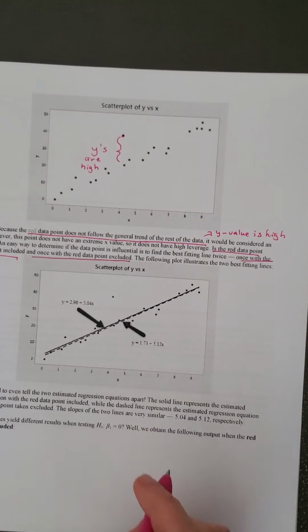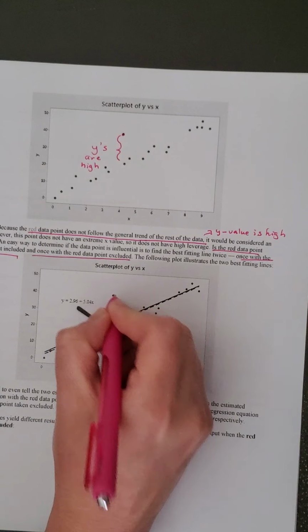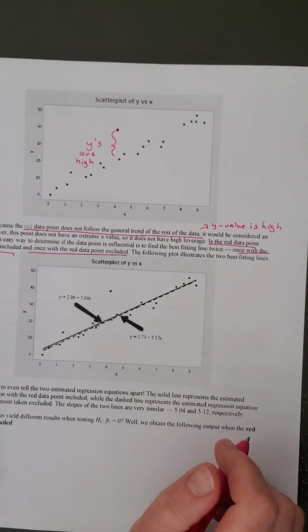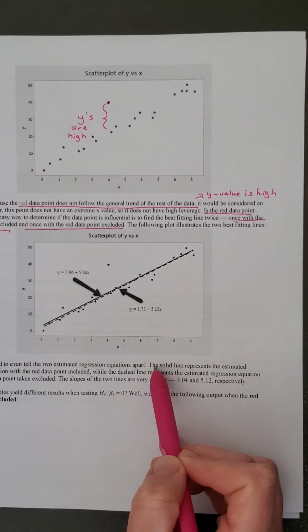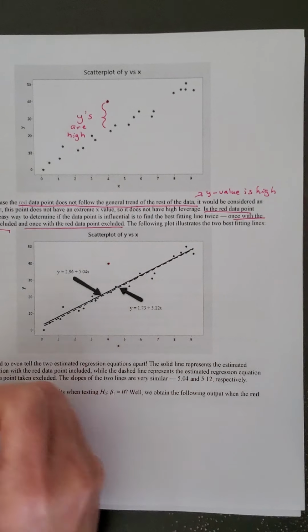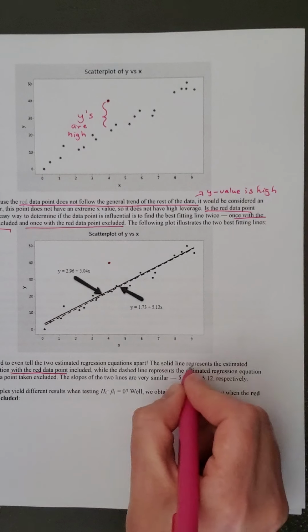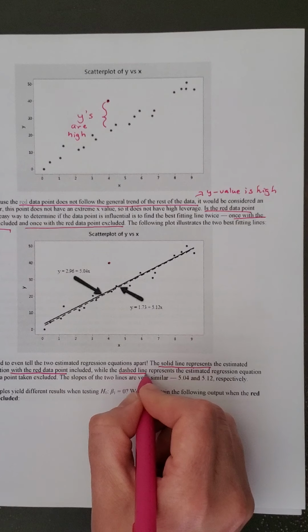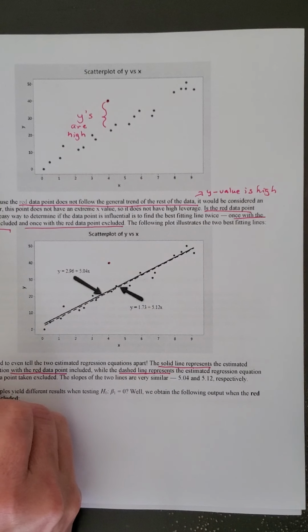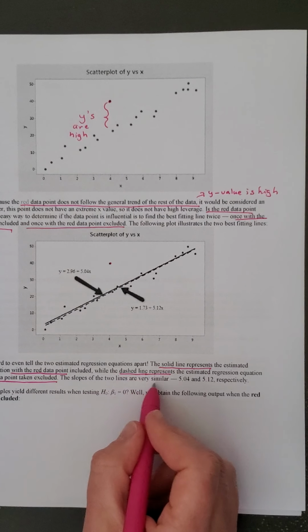So I said that many times what you'll have to do is you'll have to do 2 different regression analyses. One including that point, this one, right, and one excluding the point. And so it's hard to tell, but it says it's hard to even tell the 2 regression equations apart. The solid line represents the estimated regression line with the red data point. So this is our solid. And then the dashed line represents the estimated regression equation with the data point excluded.